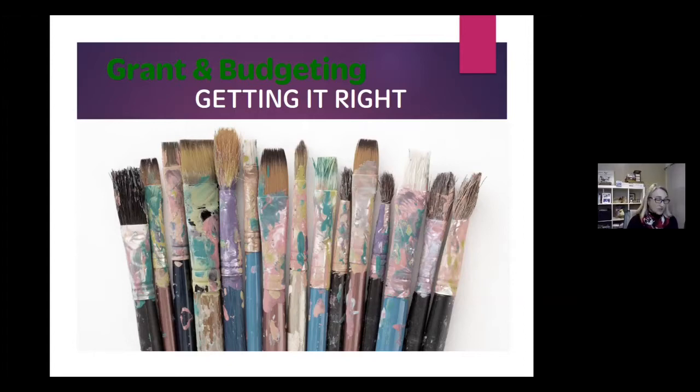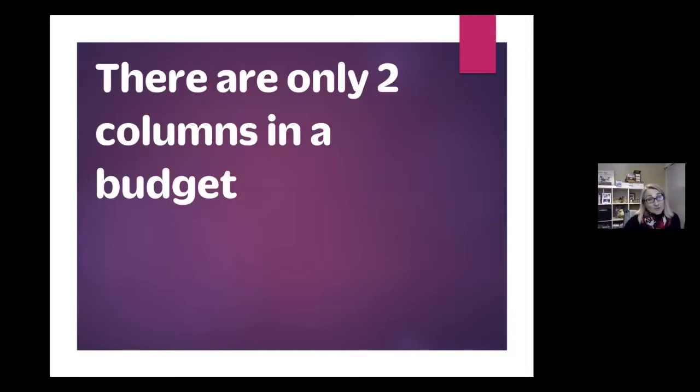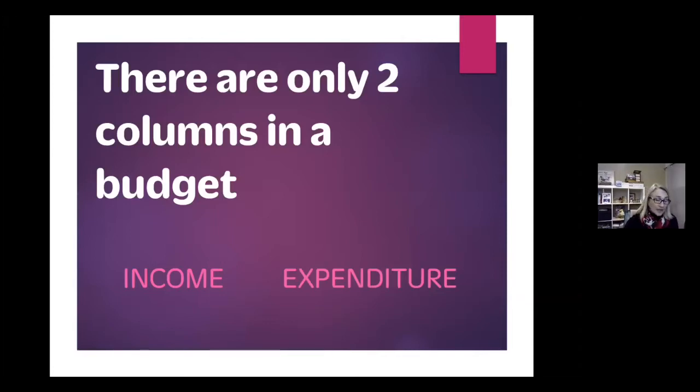Now, budgets, getting the budget right. There's only two columns in a budget: income and, of course, expenditure. I guess what we need to look at with the income and expenditure, grants often have what they call ratio funding. Often, I believe, in arts grants you can ask for the entire amount, but there are many grants that want you to contribute something.